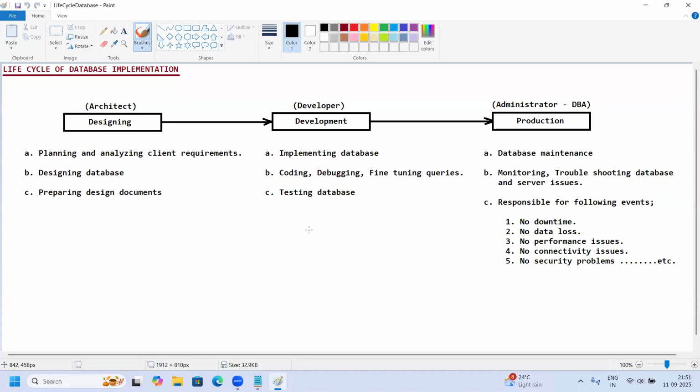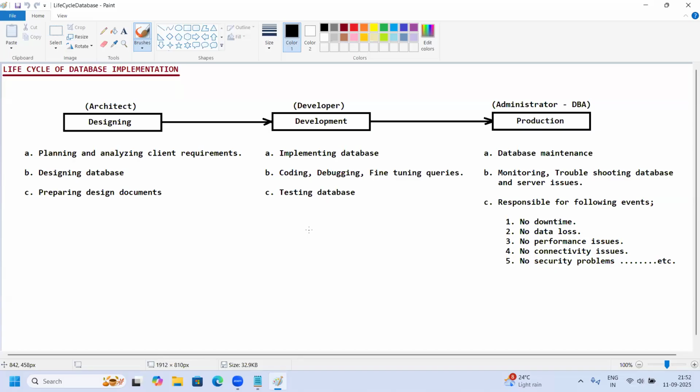One is designing. Second is development. Third is production. Designing, development, production. Designing is managed by architect. Development will be handled by developer. Production will be managed by administrator. And in all these 3 cases, in every stage, they got their own unique responsibilities.